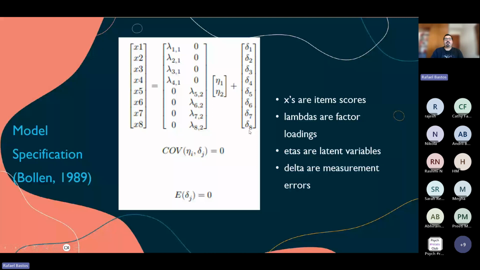Okay, so in confirmatory factor analysis, we usually set some factor loadings to be zero. So these first four items only load on the first latent variable, and the last four items only load on the second latent variable. So we fix the factor loadings to zero, so we can identify the model and specify the model. We can see also that the covariance between the latent variables and the measurement errors is assumed to be zero, and the expectancy of the errors is assumed to be zero as well.